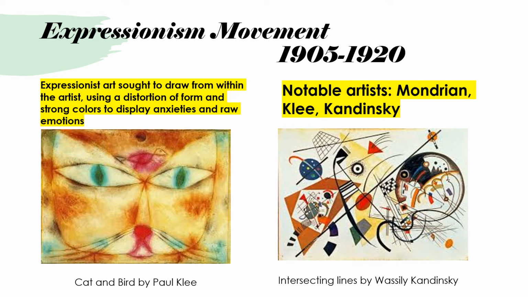Paul Klee has his artwork Cat and Bird on the left, and we see the cat face and the little bird in the forehead of the cat. A very strong orange and red and green colors. And then on the right, Intersecting Lines by Vasily Kandinsky. We talked about how Expressionism is very similar to abstract art and sometimes can include abstractions or not. All right, and moving on.